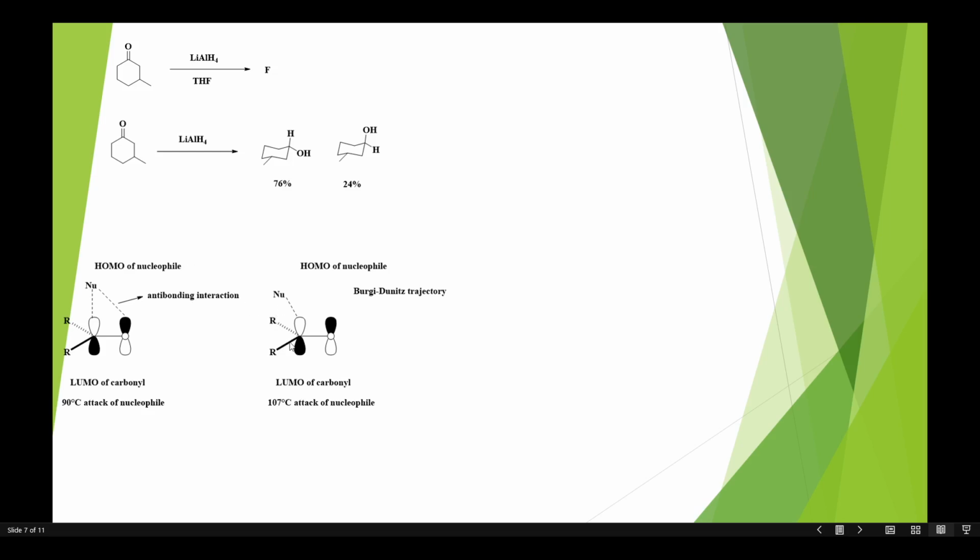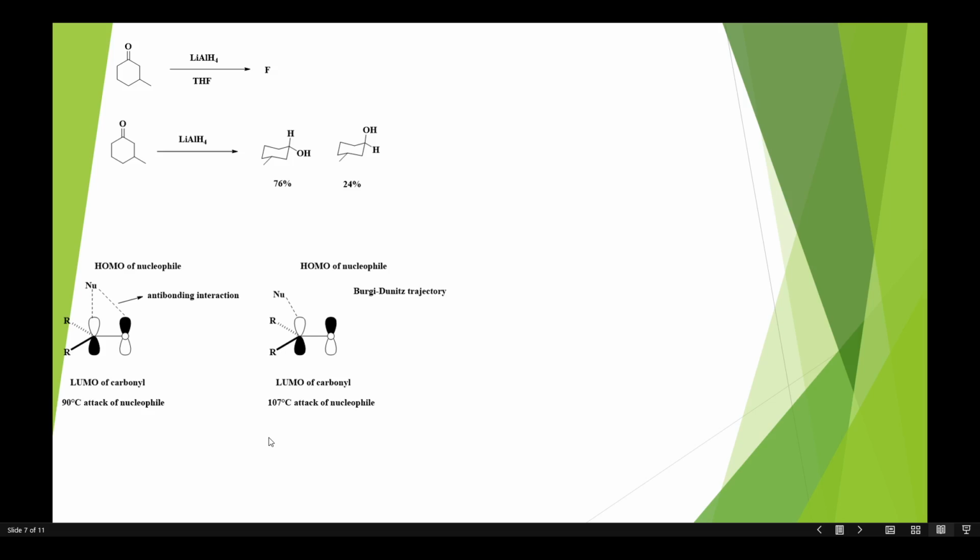Suppose your angle of attack is 140 or 150 degrees. In that case you will get severe steric hindrance with the substituents present on the carbon, the R groups. That's why, to minimize both the steric hindrance and the antibonding interaction, there is a particular angle, and that angle is 107 degrees 22 minutes.